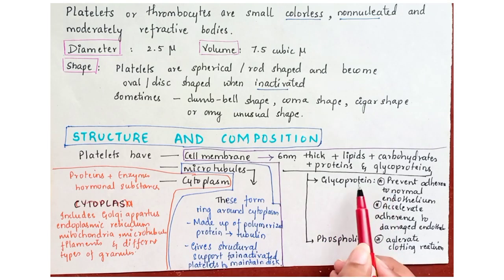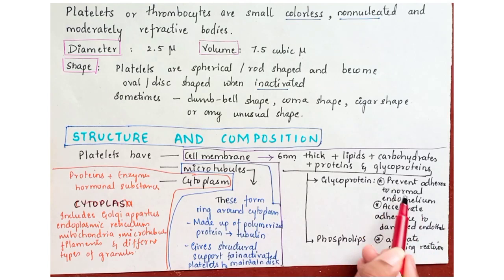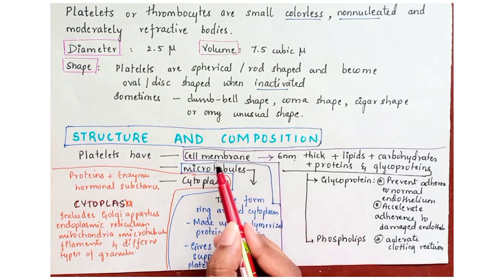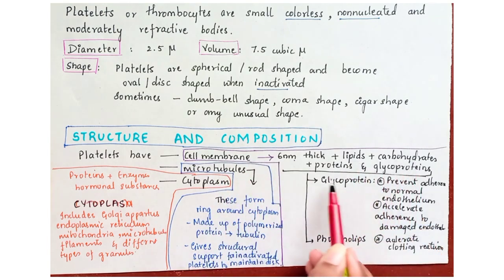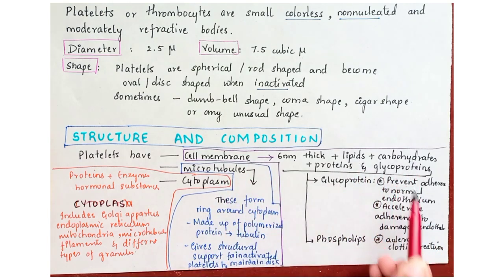Physiologically, some are important such as glycoprotein, which prevents adherence of platelets to normal endothelium but accelerates the adherence of platelets to collagen and damaged endothelium in the ruptured blood vessels. Next, the phospholipids, which accelerate the clotting reactions. Basically, the cell membrane consists of all these substances which are physiologically important.